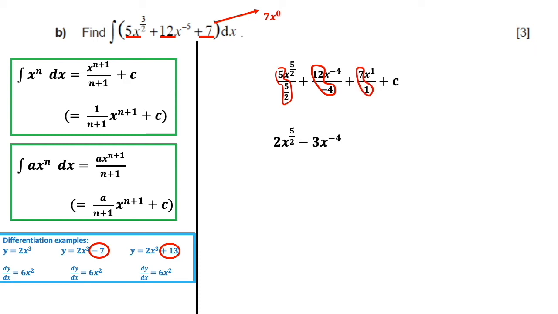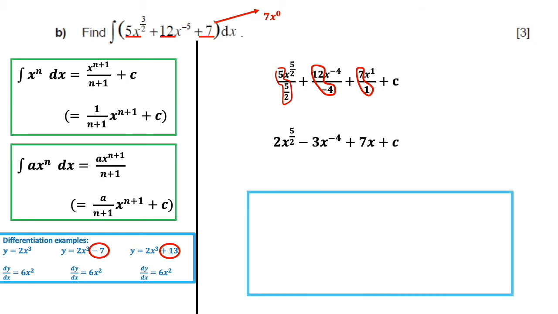Third term, you have 7 over 1. 7 divided by 1, which is 7. So we write down 7x. And we still ensure that we put the plus c at the end. So that's my integration. So that's my answer. If you have the time and want to double check your answer, what you can do is work back and differentiate. And we should, if this is right, get what was in the question as an answer.